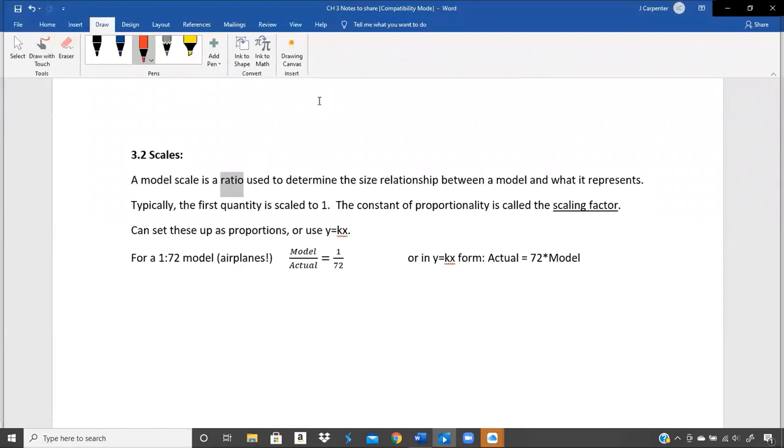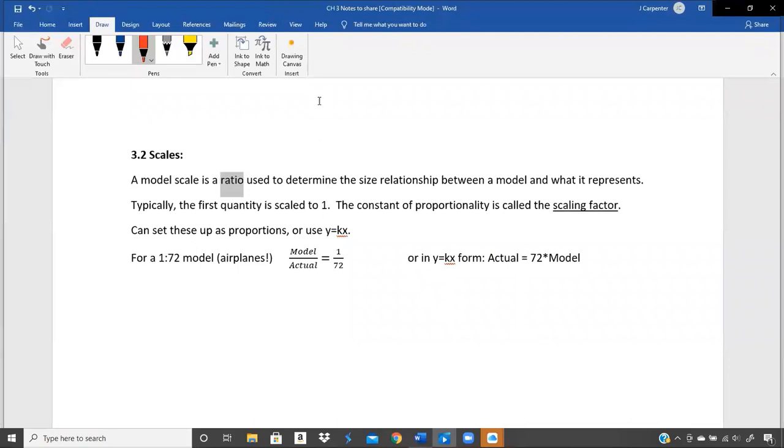So a scale is just a ratio. It might say something like, all right, 1 mile in reality is 1 inch on your map. That would be a scale. Or maybe 2 miles in reality is 1 inch on your map. Or maybe 3 miles in reality is 7 centimeters on your map. It doesn't have to be inches. It doesn't have to be miles. It could be 10 kilometers in reality is 14 inches on your map. They don't have to be ones. They can be anything.